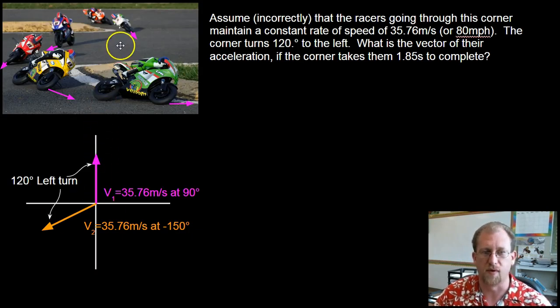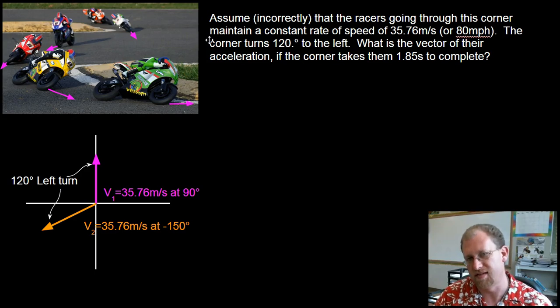Okay, motorcycles, racing, going fast. And they come around this corner, which is a 120-degree left turn. Now, we're going to assume incorrectly that they keep going the same speed. In reality, they slow down and they accelerate at different parts of that curve. We're going to pretend that they stay the same speed all the way through just to make it simple.